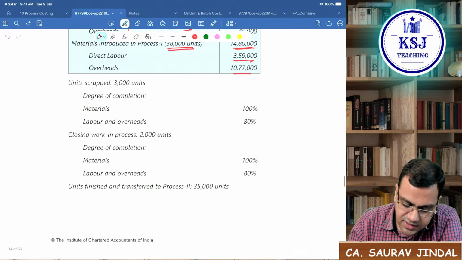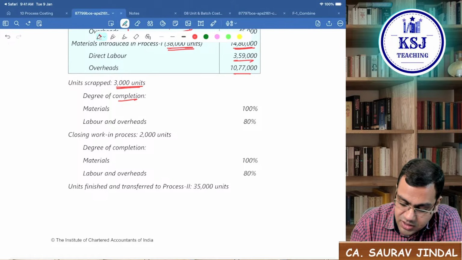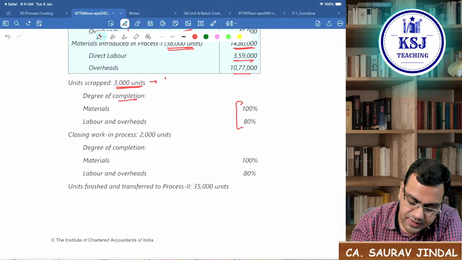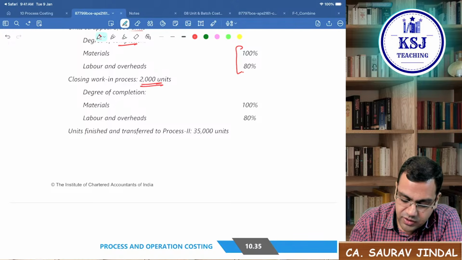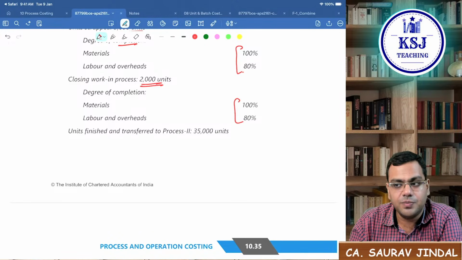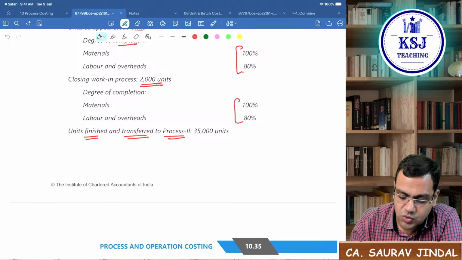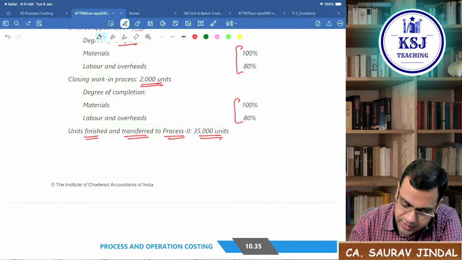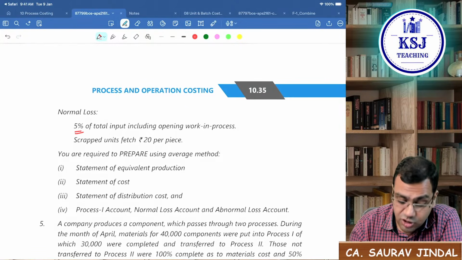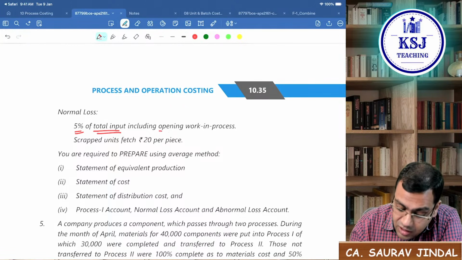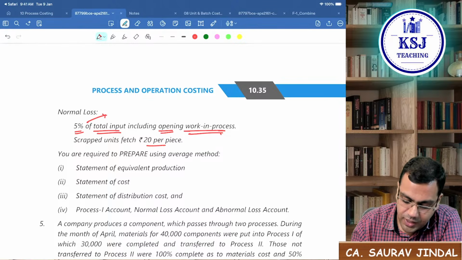Then after that it is given the units scrapped is 3,000. Degree of completion is given to you. This is your loss. Closing WIP is 2000 units, degree of completion is given to you. Units finished and transferred to process 2 is 35,000 units. After that it is given normal loss is what? 5% of total input including the opening WIP. The scrapped units fetch 20 paisa per piece.